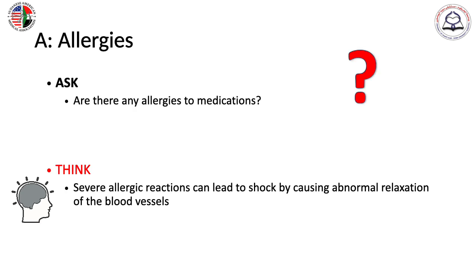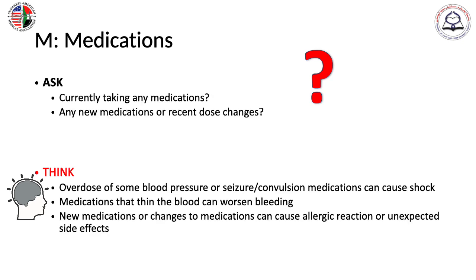Allergy: if the patient has certain allergies and gets exposed to those allergens, then he can develop distributive shock and anaphylaxis. Severe allergic reaction can lead to shock because of abnormal relaxation of the blood vessels. Medication: what are the current medications? Any new medication? Medication can precipitate allergy, or the patient can take an overdose by mistake, or it could be suicide.